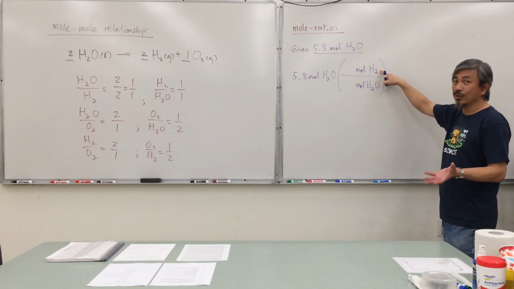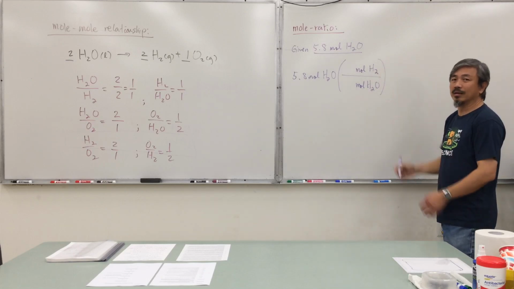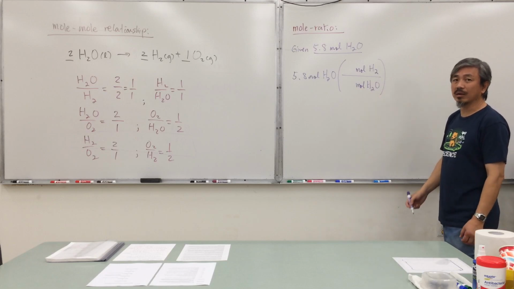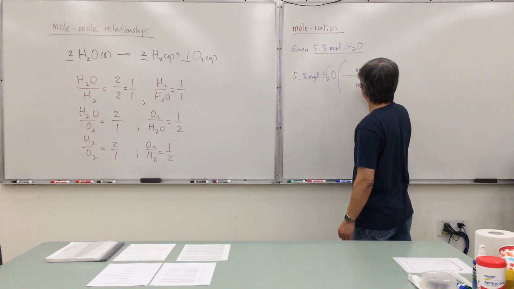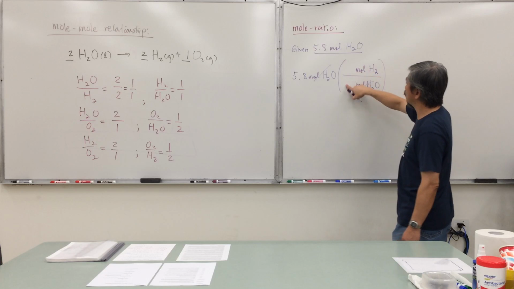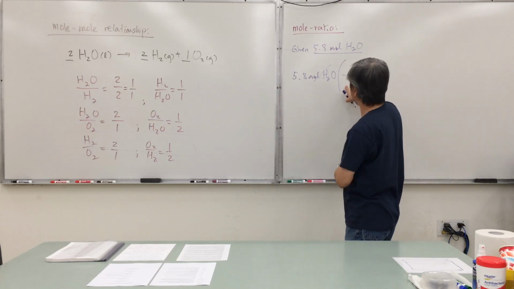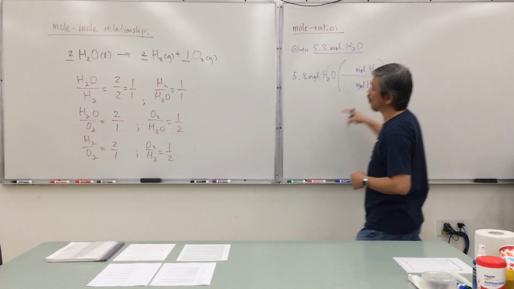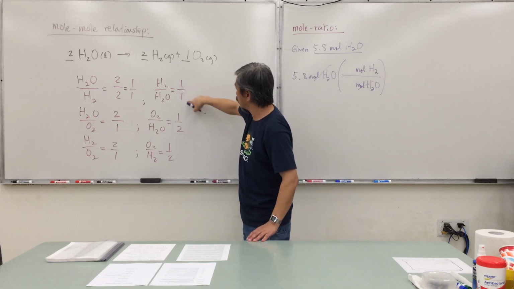So just like before, if you know how to do your unit conversion, this has no difference. This is the exact same kind of process. Now the moles of H2O goes away. The question is, what numbers do we use here? Well, this is where the mole ratios come into play now. So here I have H2 over H2O, so that's this ratio right here, H2 over H2O.